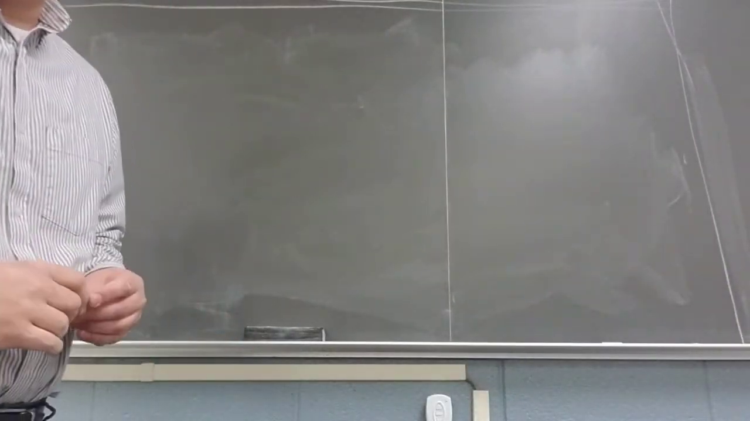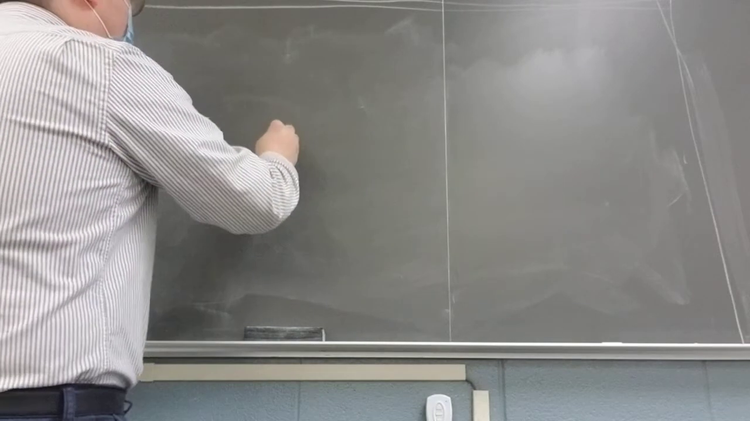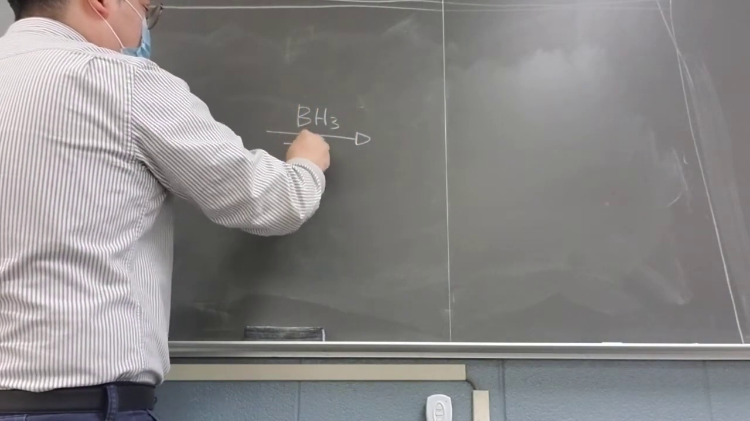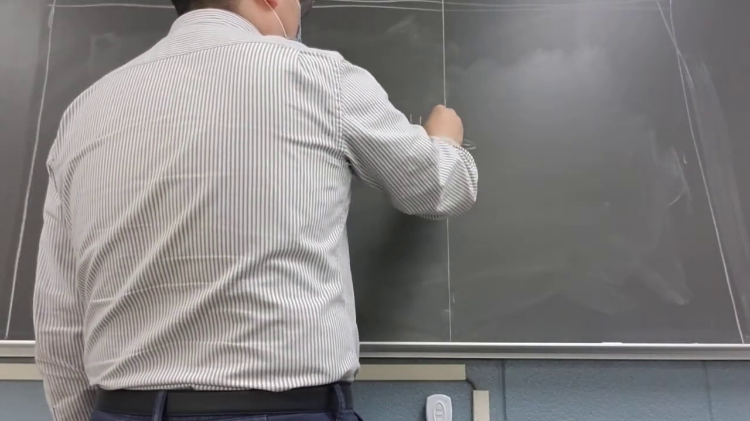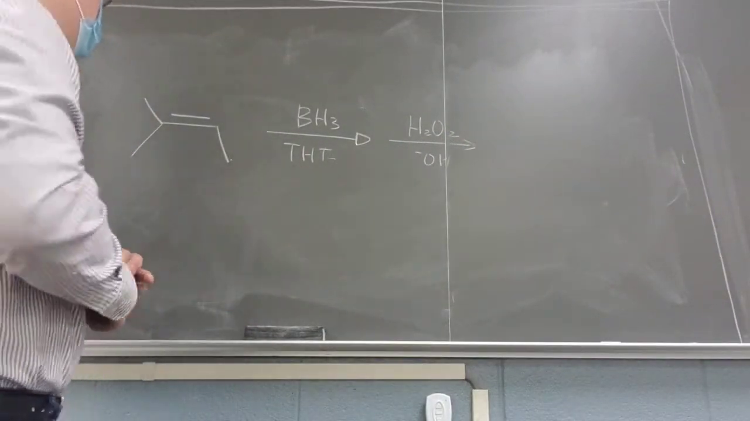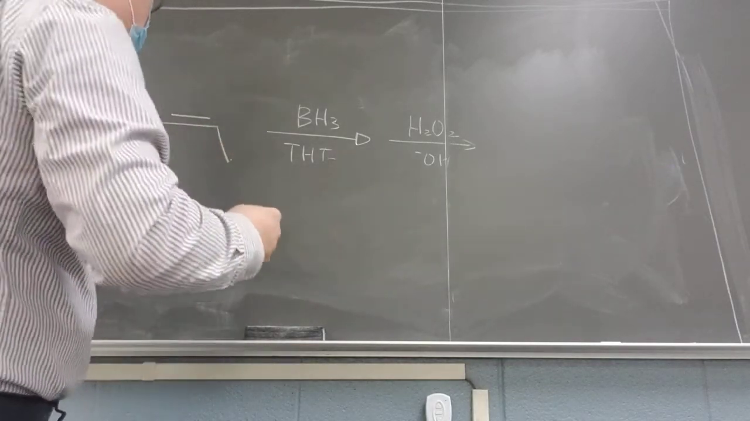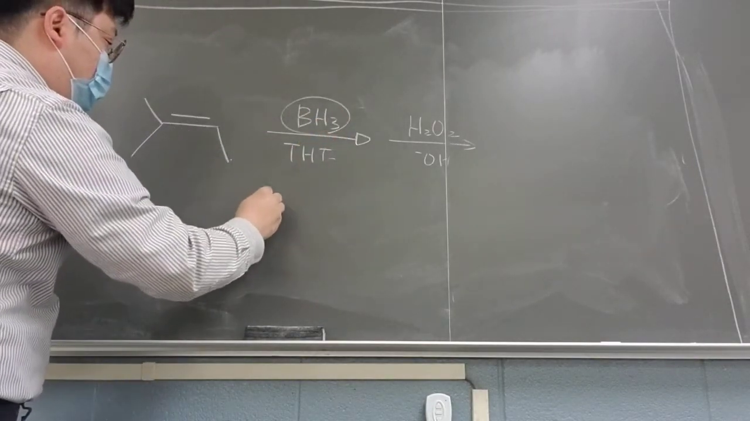Next part is a bit tricky, I guess. If you have this one here, you can treat it with the borane in some organic solvent, and later you can treat it with hydrogen peroxide and a little bit of basic conditions. What happens here, once again, you don't have to know the mechanism, but I'll do it. So if you look at this one here, this is how it looks.